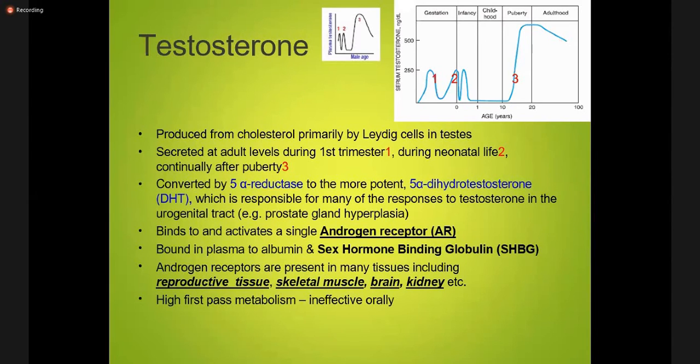The target for testosterone in the body is a single receptor, that is the androgen receptor. All these androgens bind to this receptor, which is known as the androgen receptor. In the plasma, it may also bind to albumin, but we have a separate protein that actually carries this hormone, known as sex hormone binding globulin, SHBG. More than 90%, about 98%, of this hormone is actually transported via this protein.